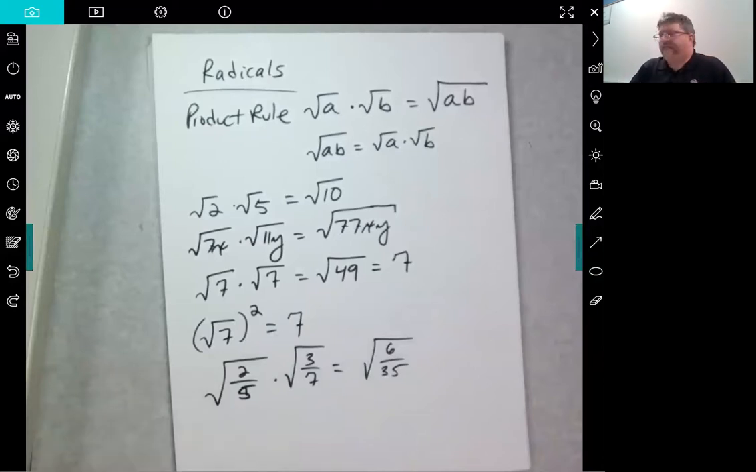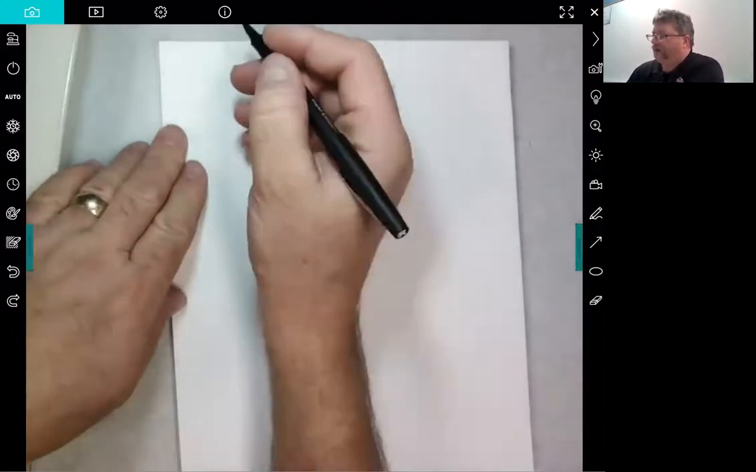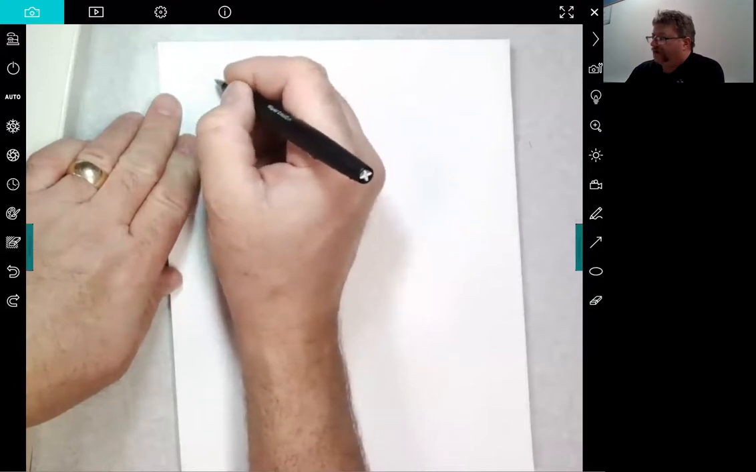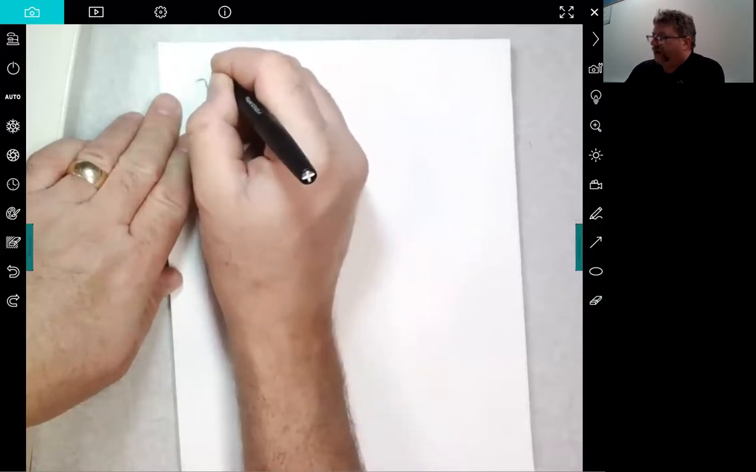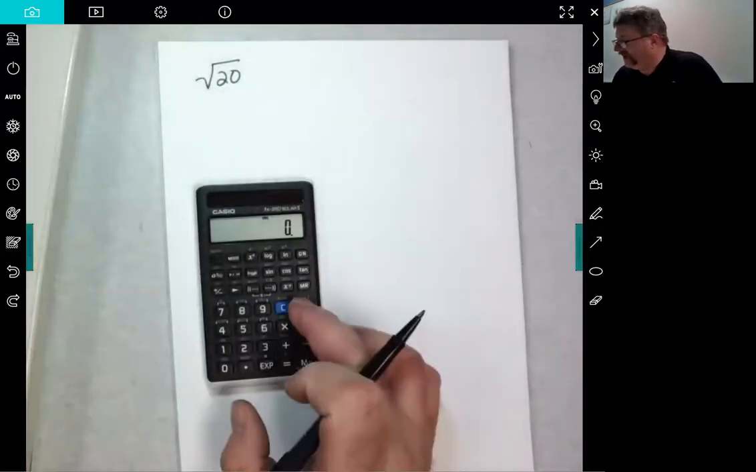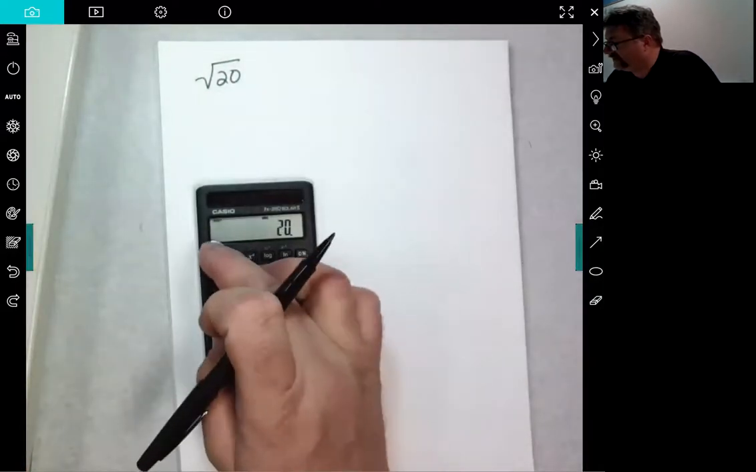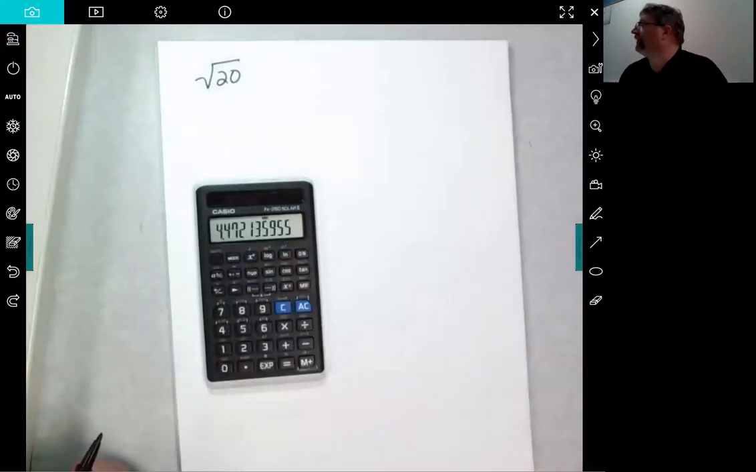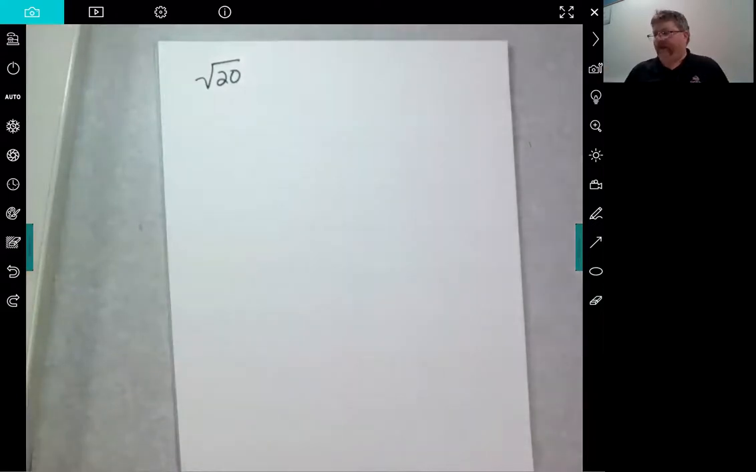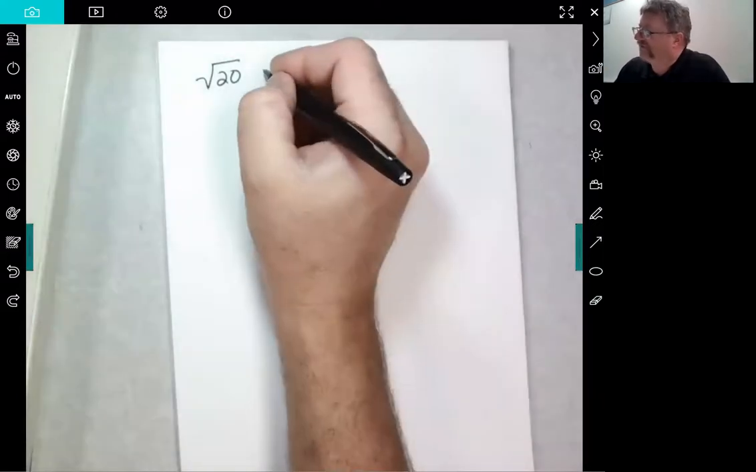So we want to use this idea now because we always want to simplify our radicals. Now, what does that mean? Well, if I asked you to figure out what is radical 20, radical 20 is not a nice, pretty number, and I don't want the goofy decimal. You could say radical 20 is 4.47 and so on, but I don't want that. I want a nice, pretty, simplified answer.